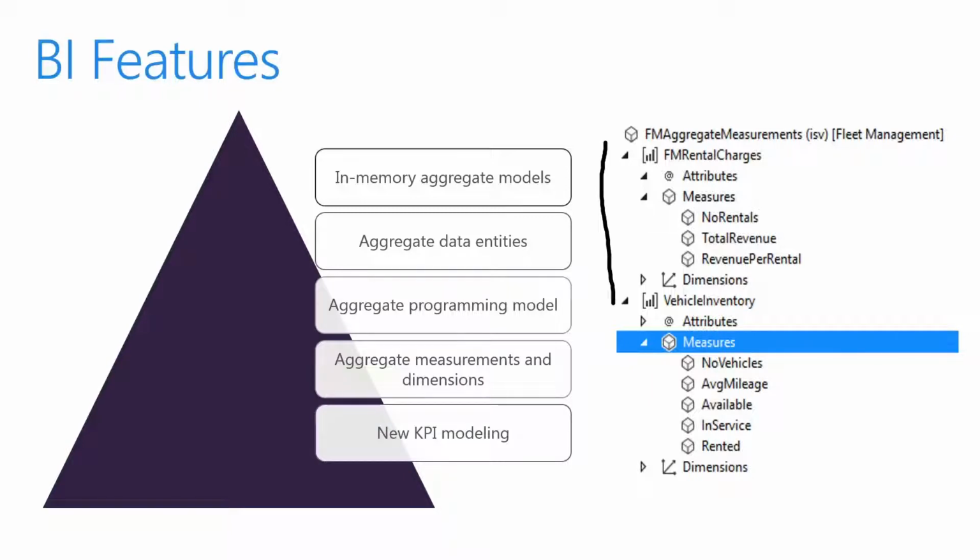Here you can see over on the right-hand side of the screen, we have an FM aggregate measurement that has been created in our fleet management model. Here you can see we have our attributes and measures. We also have dimensions for each one of these. And as you can see here, we have our different BI that we are creating.